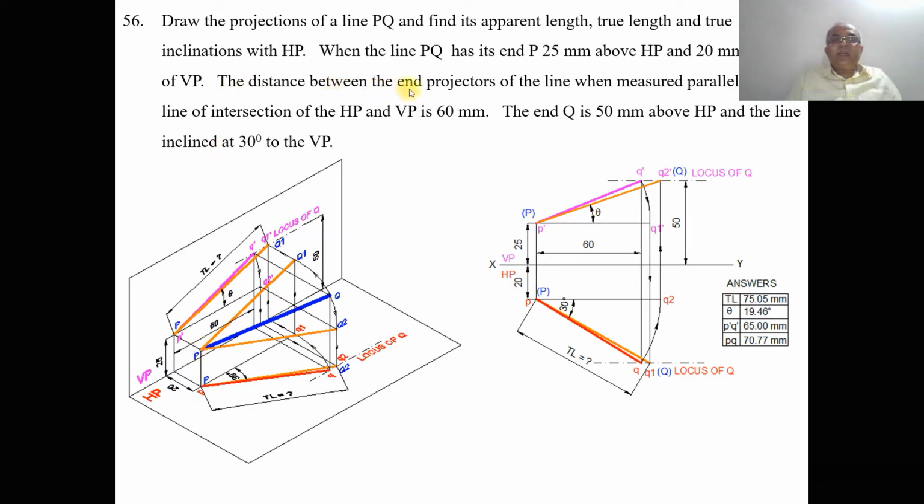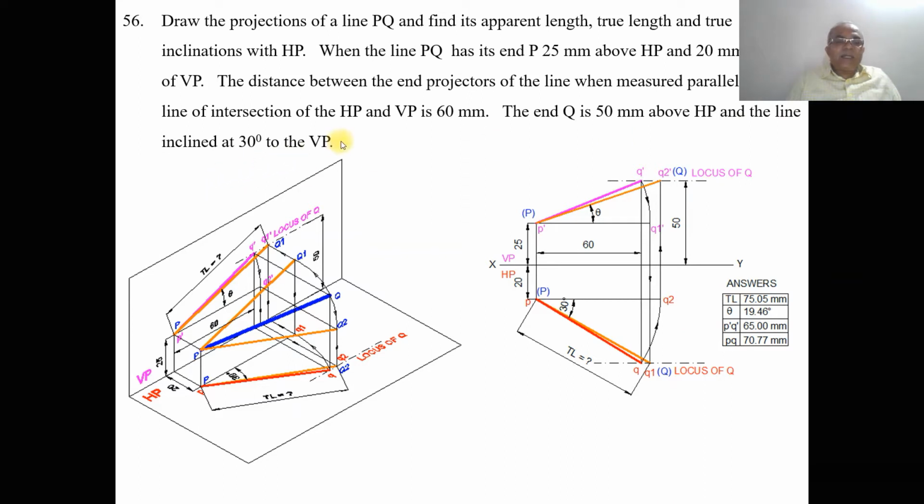And the distance between the end projectors of the line, when measured parallel to the line of intersection of HP and VP, is 60 mm. And the end Q is 50 mm above HP. So here you take Q, which is 50 mm above HP. When you look from the front view, we can see the distance of Q, which is above HP by 50 mm. You measure the distance and draw a locus of Q in the front view, at a distance of 50 mm above HP.